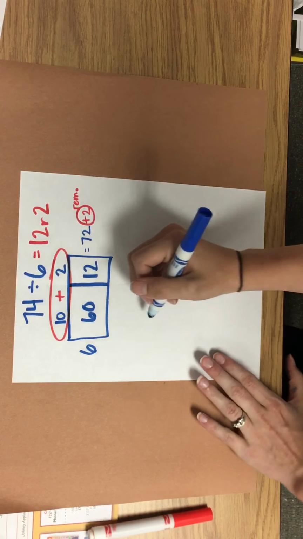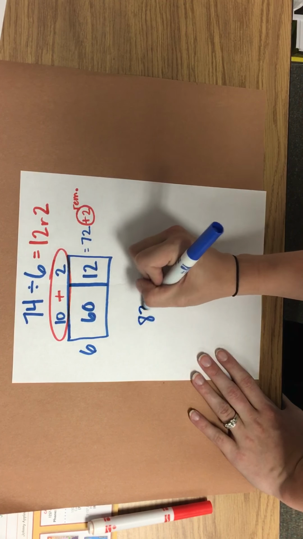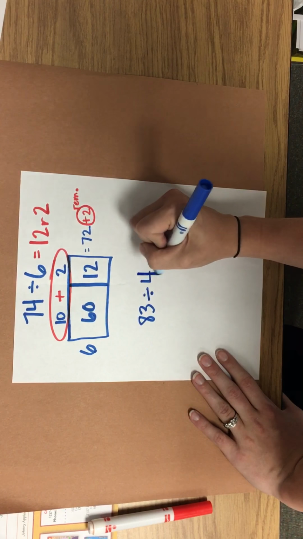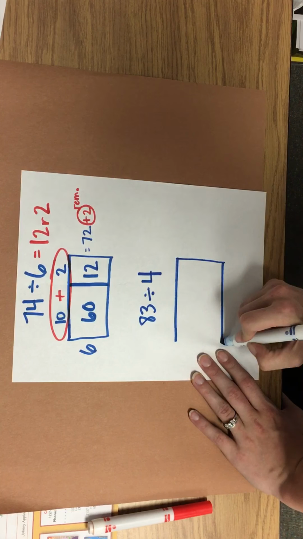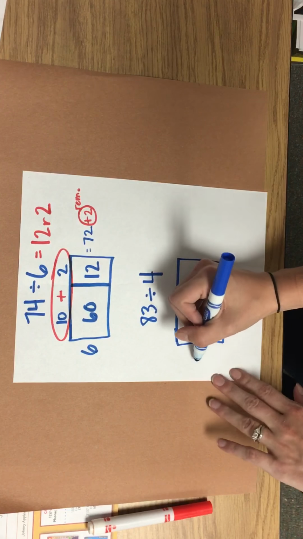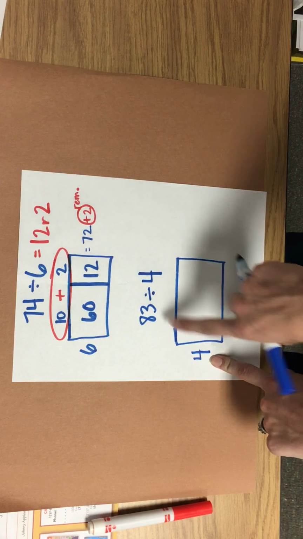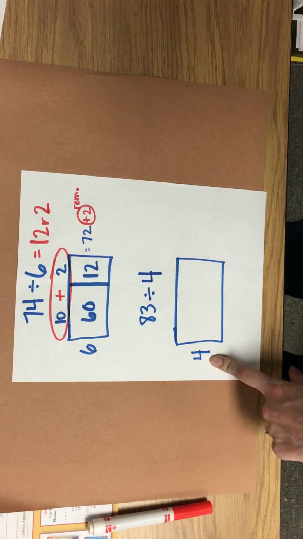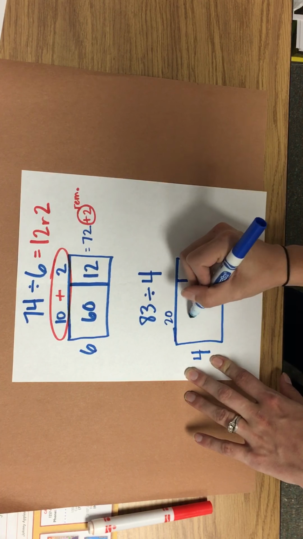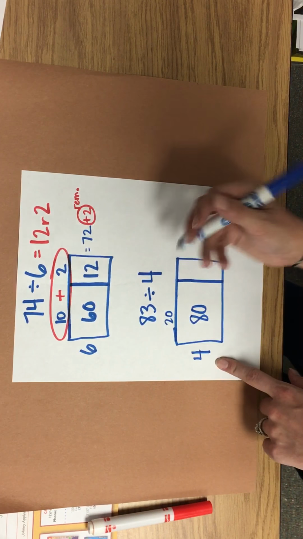If I look at another example, such as 83 divided by 4, again, I start with a box and I think of friendly numbers first. So I know that 4 is over here and I'm trying to get to 83. So I know 4 times 20 gives me 80. That gives me the bulk of my number without going over.